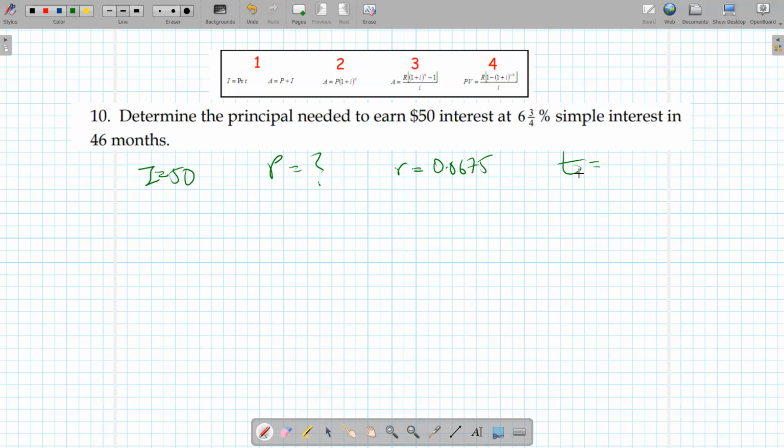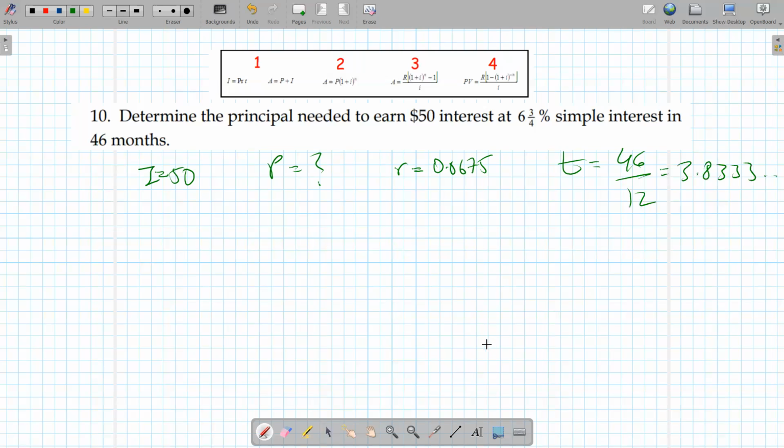What's our t? Is it 46? No. What do we need to do with the 46? Do you divide it by 12? Yeah, that's right. You divide it by 12. What's 46 over 12? 3.8. Exactly. It's 3.8333.